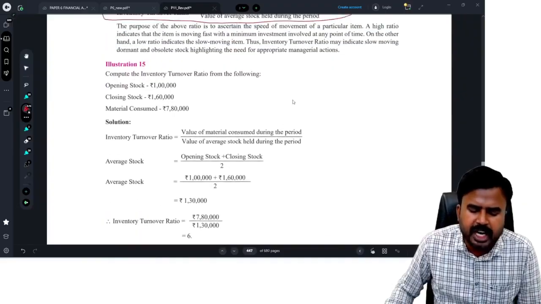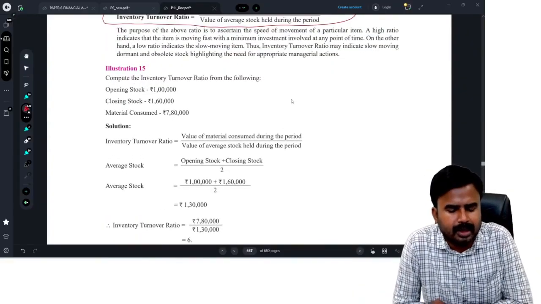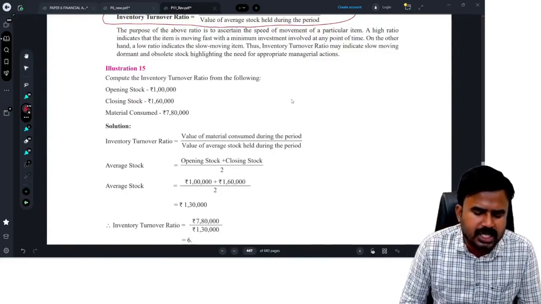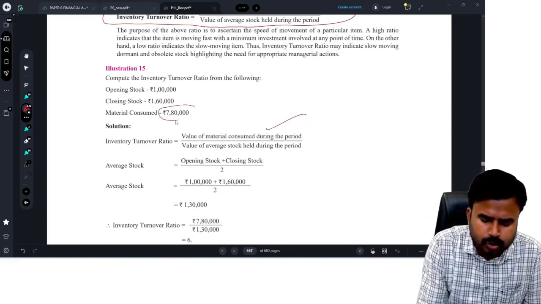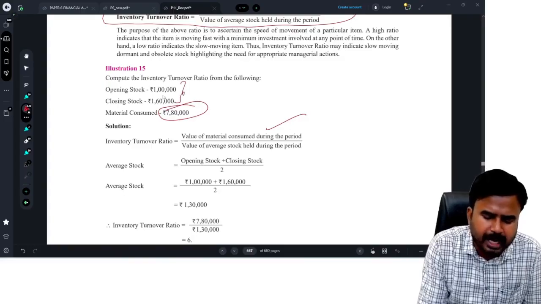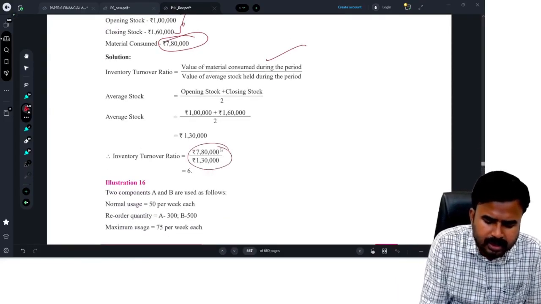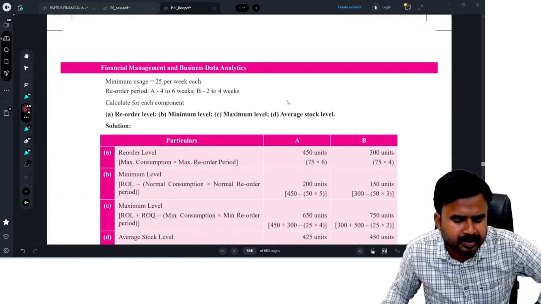Now coming to inventory turnover ratio, I told you already: total raw material consumption divided by average stock of raw material. Compute the inventory turnover ratio from the following information: opening stock, closing stock, material consumed. The value of material consumed is 7,80,000 divided by average stock of raw material, 1 lakh plus 1,60,000 divided by 2. I got 1,30,000. So the turnover ratio is 6 times. It's a simple computation, nothing new here.